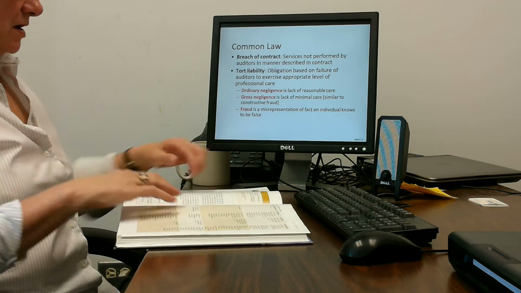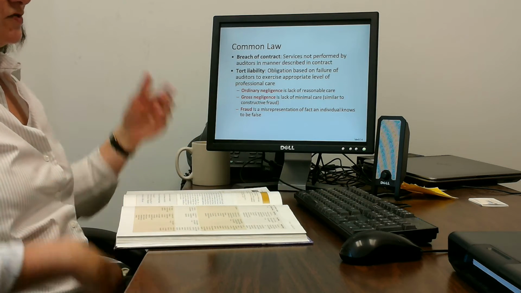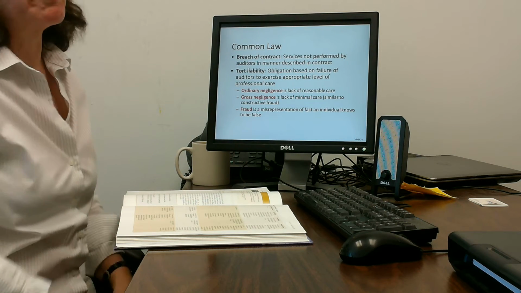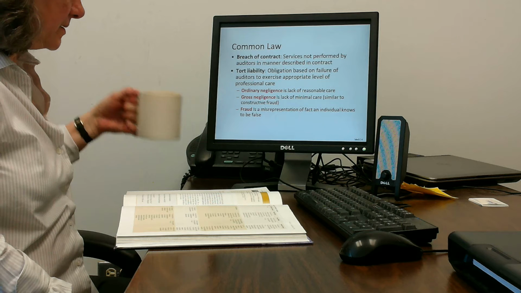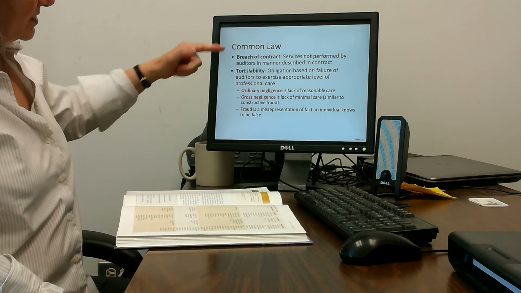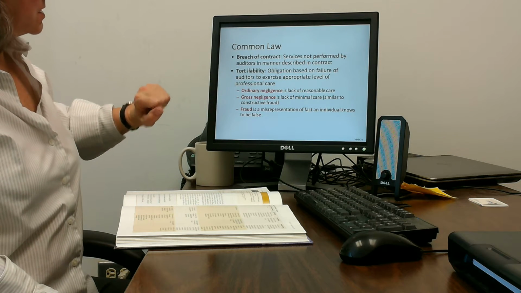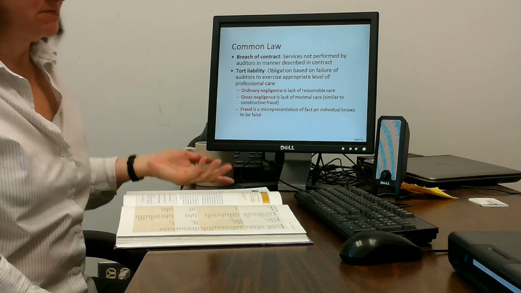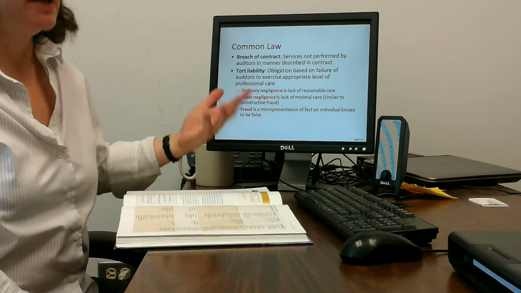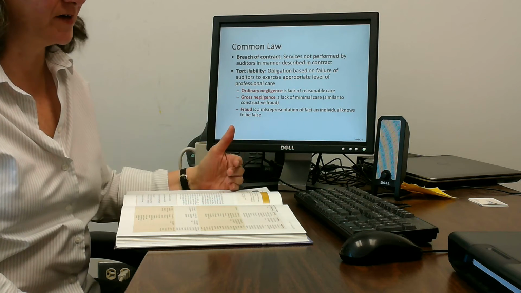So under common law, in other words, through the years, people have sued auditors and have discovered that this is the way we're going to handle auditor liability. There's two things going on. One is breach of contract, and one is a tort. All right. So breach of contract means you had a contract with an auditor. So we're going to talk strictly about auditors, but in general, anytime you have a contract, if you don't perform the contract, you've breached the contract.